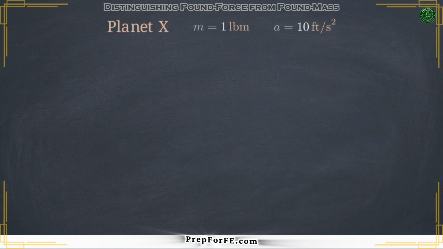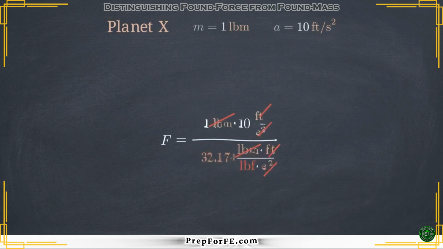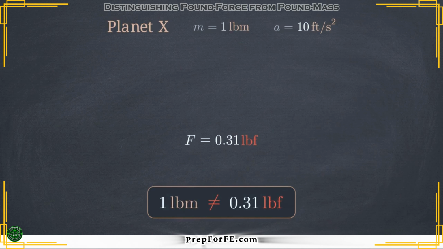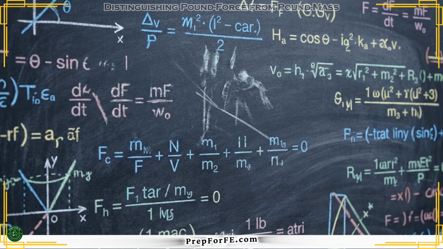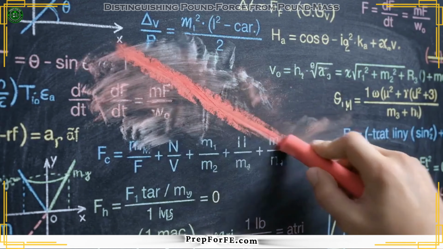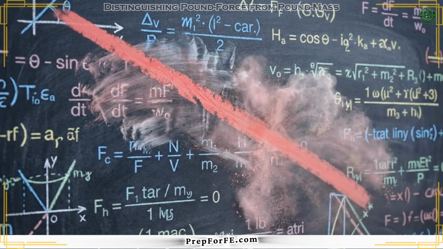Now shift to Planet X, an environment where local gravity is only 10 feet per second squared. Running the math with the correct conversion factor yields 0.31 pound force. Mass and weight are no longer a 1-to-1 ratio. The exam weaponizes non-standard gravity. If you assume 1 pound mass equals 1 pound force without dividing by g sub c, you will fail the question instantly.